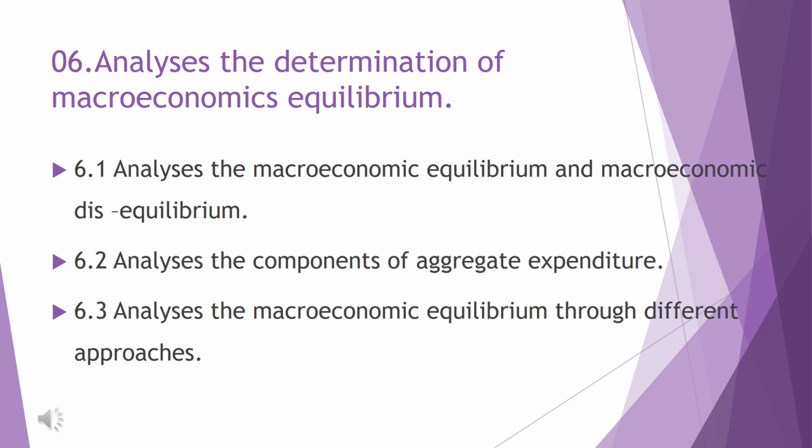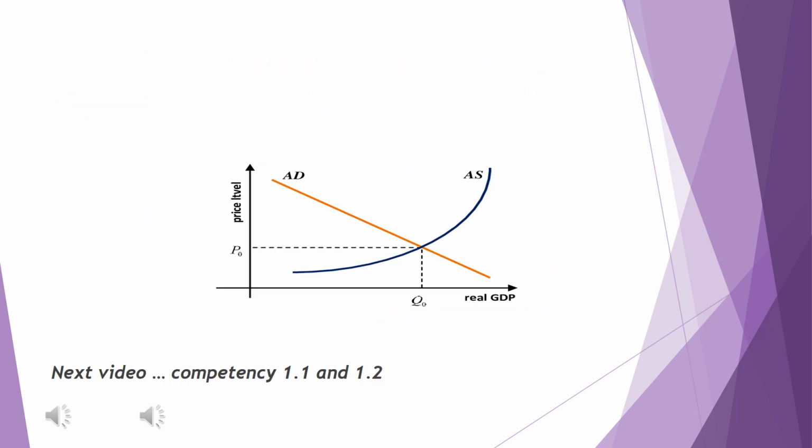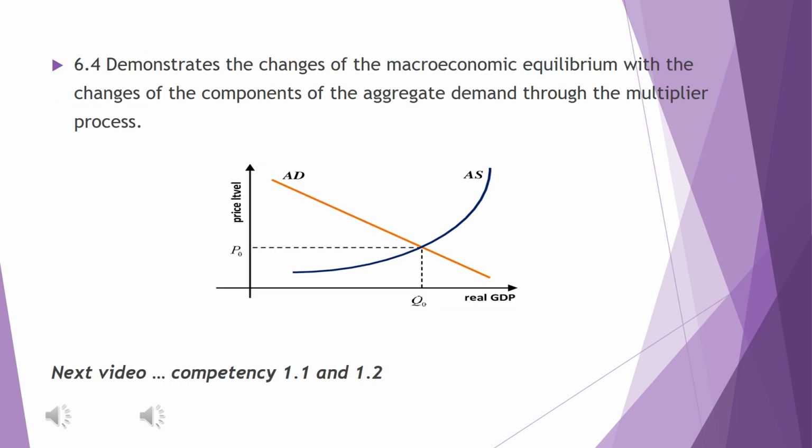6.1 analyzes the macroeconomic equilibrium and macroeconomic disequilibrium. 6.2 analyzes the components of aggregate expenditure. 6.3 analyzes the macroeconomic equilibrium through different approaches. 6.4 demonstrates the changes of the macroeconomic equilibrium with the changes of the components of the aggregate demand through the multiplier process. This is the end of the introduction of the grade 12 syllabus.